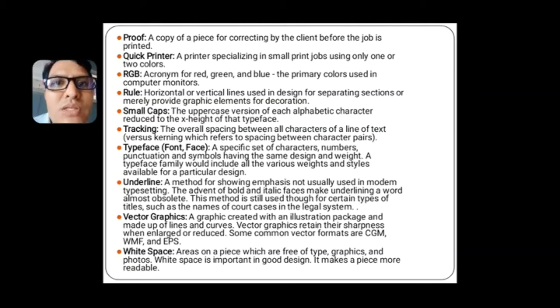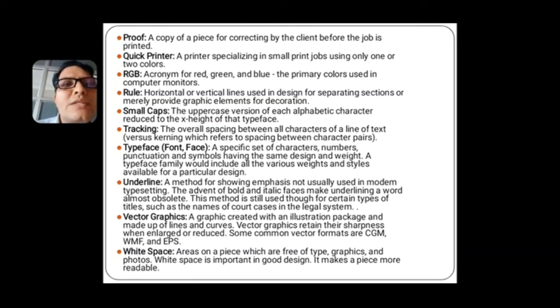And next one is RGB. As we know, RGB is an acronym. It means red, green and blue, the primary colors used in computer monitors. What are the primary colors we are using in computer monitors? RGB. Whatever the primary colors we are using in color printers, it is CMYK. Okay. And next terminology is rule.